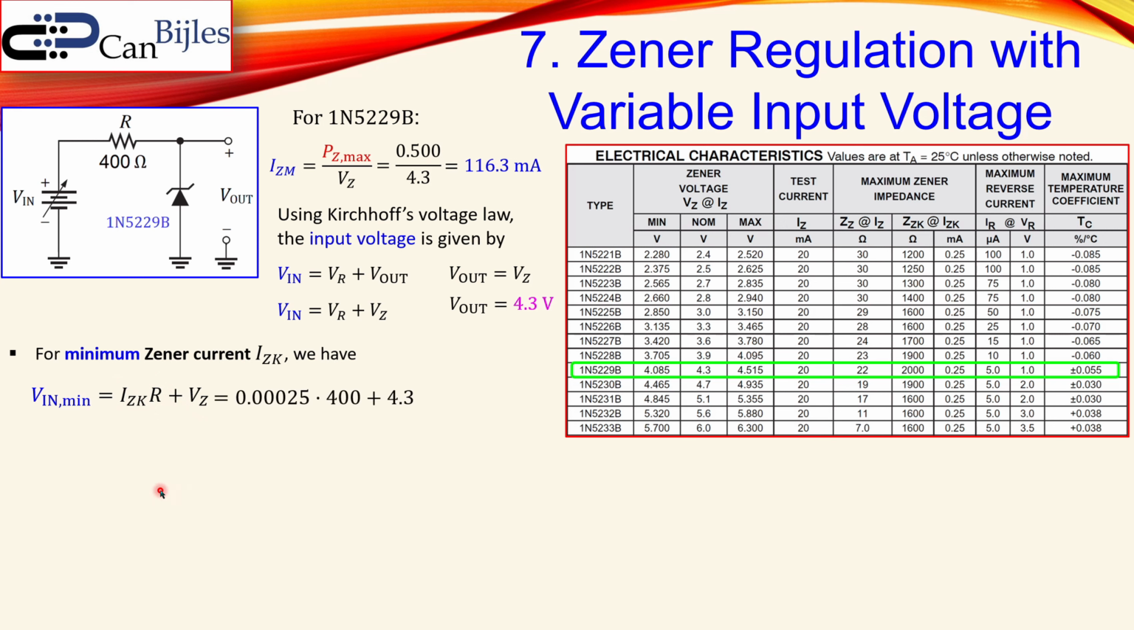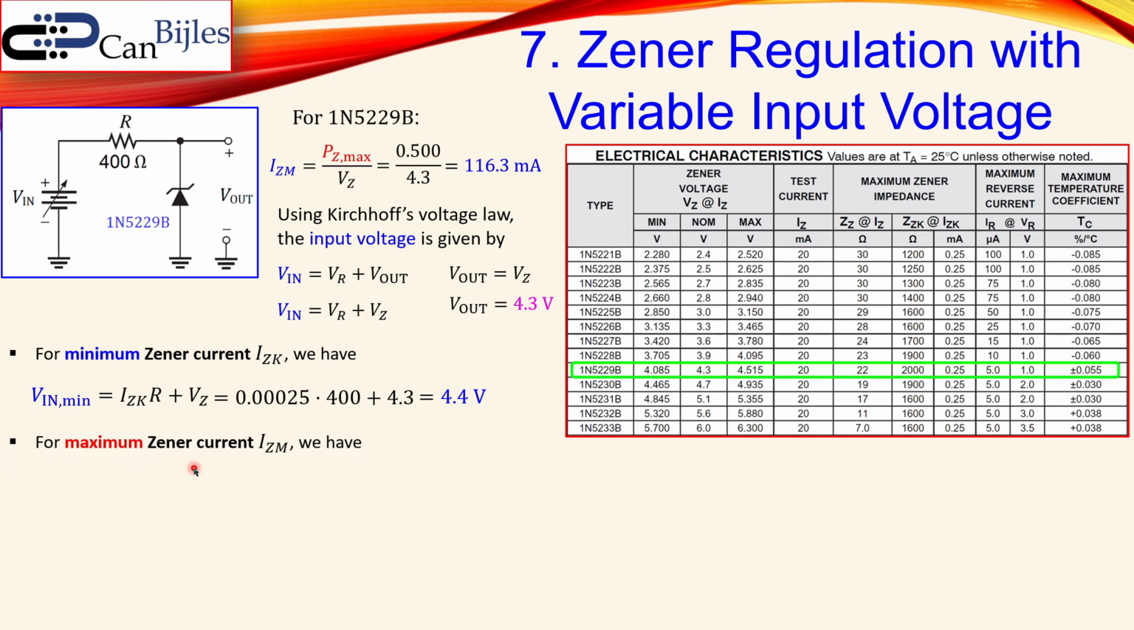Now if I substitute the values, 0.00025, so it is 250 microamps, which is 0.25 milliamps here for IZK, times 400 plus 4.3, and you will get 4.4. So you go up by 100 millivolts in this case when you lower your input voltage. So that means actually the following: the lowest possible input voltage I can have is 4.4 volts.